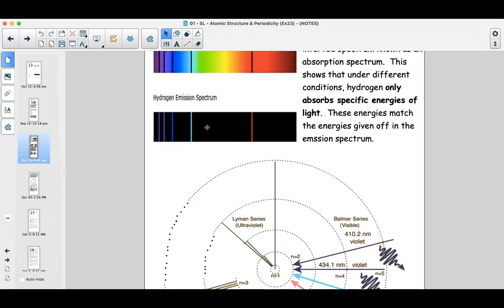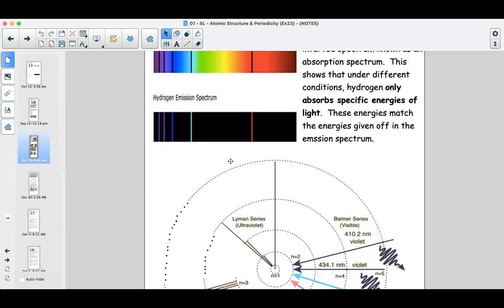So these colored lines, the ones in the visible part of the spectrum, are only created by jumps down to the n equals 2 level. And the lowest energy jump gives us the red line because that's the lowest energy kind of visible light that I see in this line spectrum. The red is the lowest energy color of light.